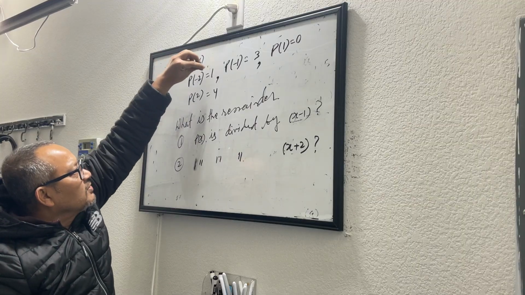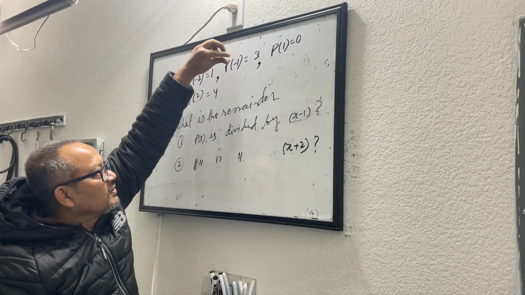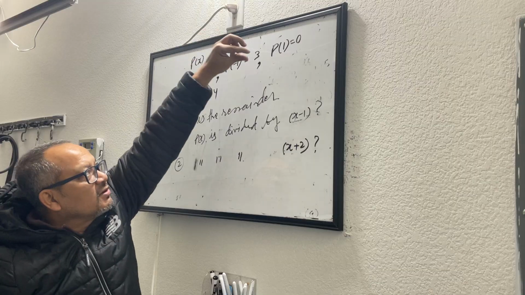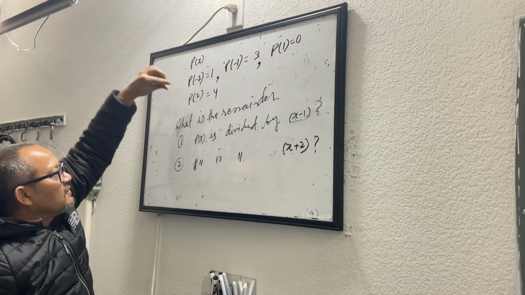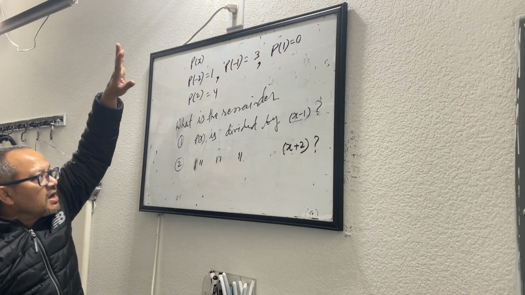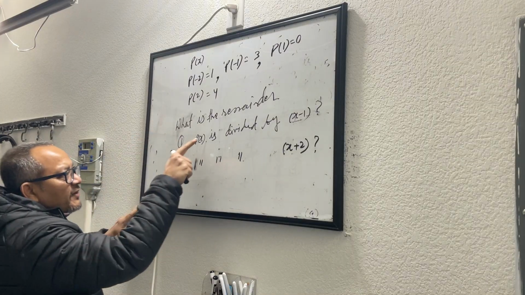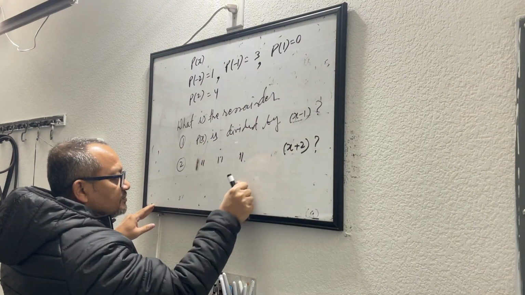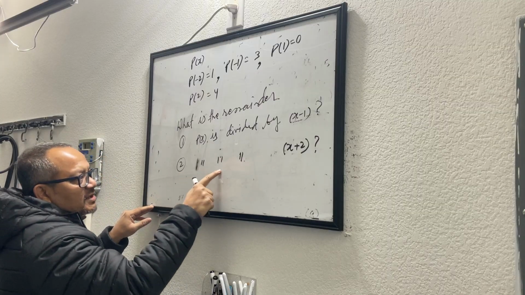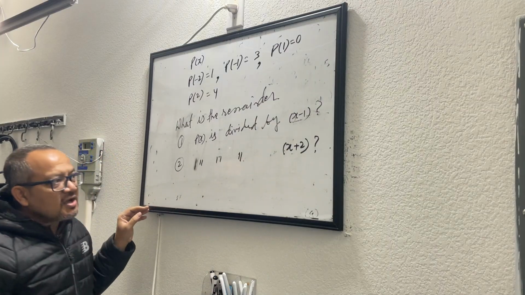When I read this, it seems like this polynomial is evaluated for minus 2 and the value is 1. This is evaluated for minus 1, the value is 3. Evaluated for 1, value is 0. Evaluated for 2, value is 4. Now it says, what is the remainder when p of x is divided by x minus 1? What is the remainder when p of x is divided by x plus 2?